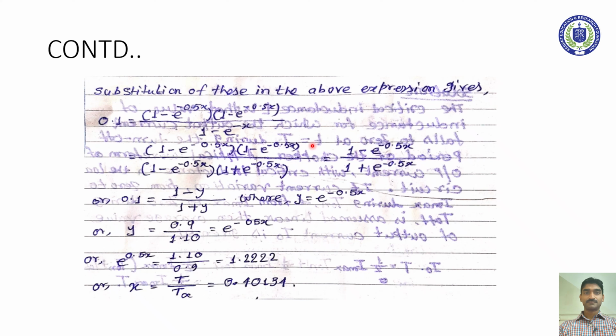It is very important that whatever signs we predict and put, they should always be considered. So this equal value comes from the equations. 0.1 is equal to (1 minus y) by (1 plus y), where y is equal to e to the power minus 0.5x. There are a couple of assumptions we have taken so far, and y is equal to 0.9 by 1.1.